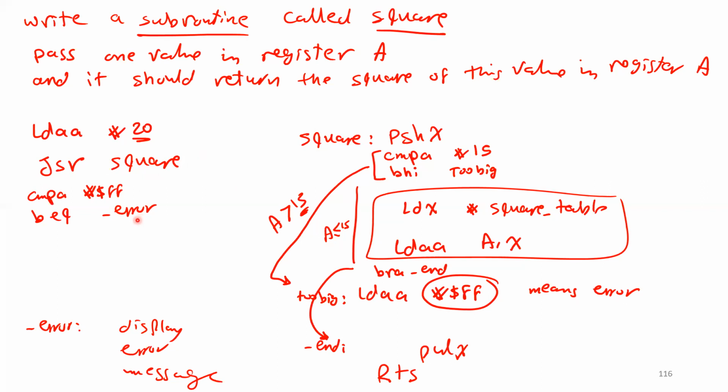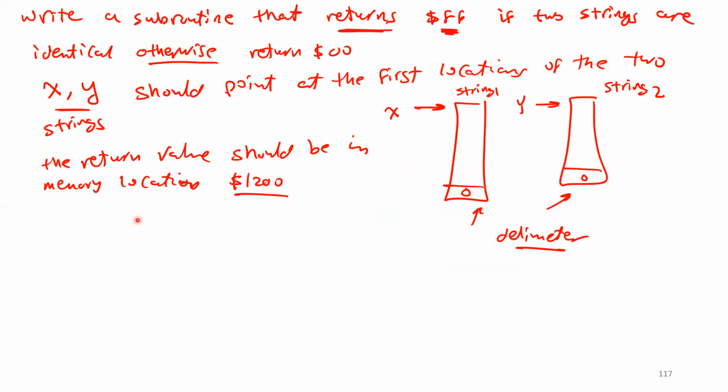Okay, let's have another program before we finish this chapter. The last program here, guys, look here. I want to write a subroutine that returns whether two strings are identical. Otherwise, it returns 0, right? Let me say it again. I have a subroutine and I'm going to send two strings. String here means a message, right? So I'm going to send two strings to the subroutine, and the subroutine should check if these two strings are identical or not. If they are identical, it has to return a value.